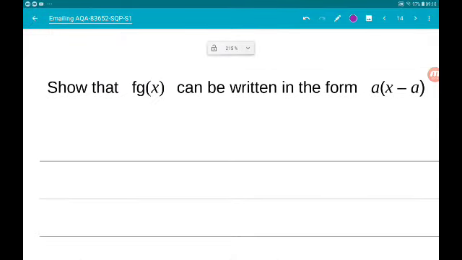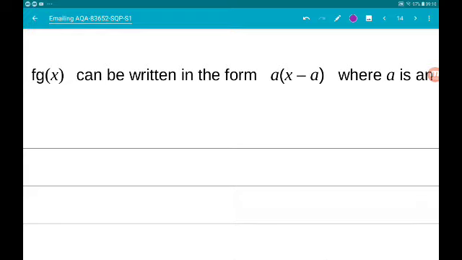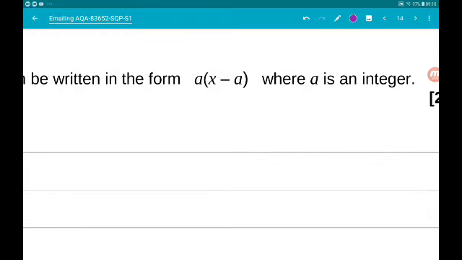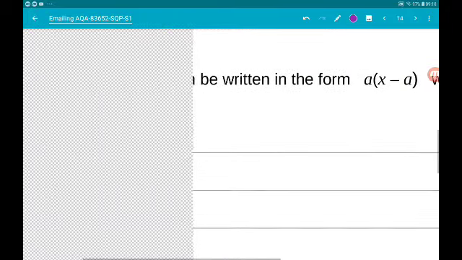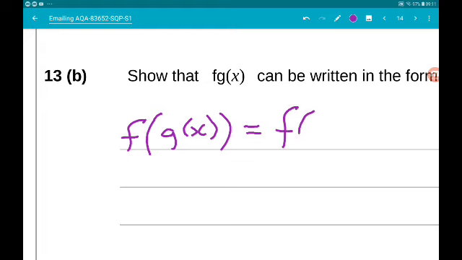Part B wants us to show that f g of x can be written in the form a times x minus a, where a is an integer. So f g of x means f of g of x. So this means f of root x minus 5. So the x in f of x becomes root x minus 5.